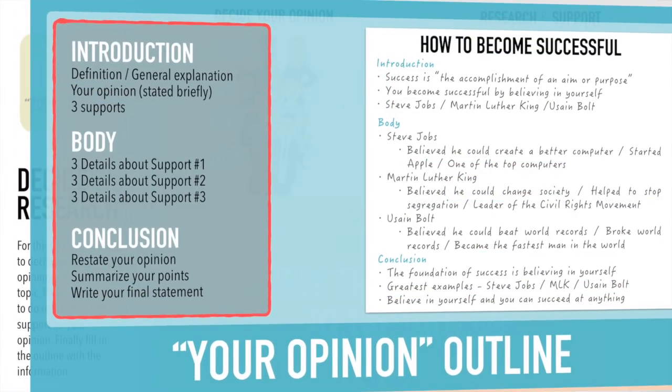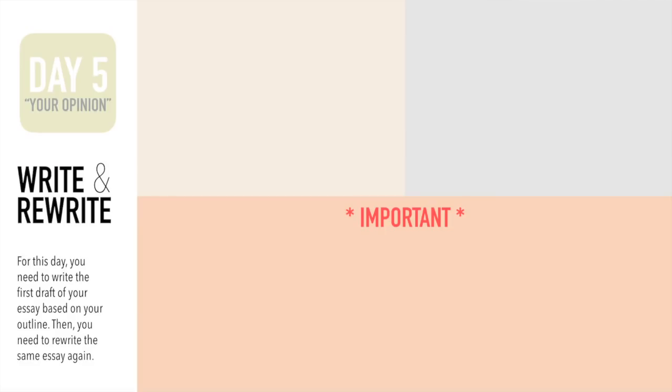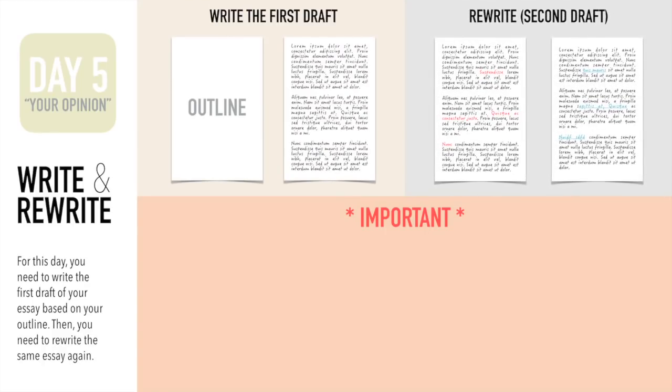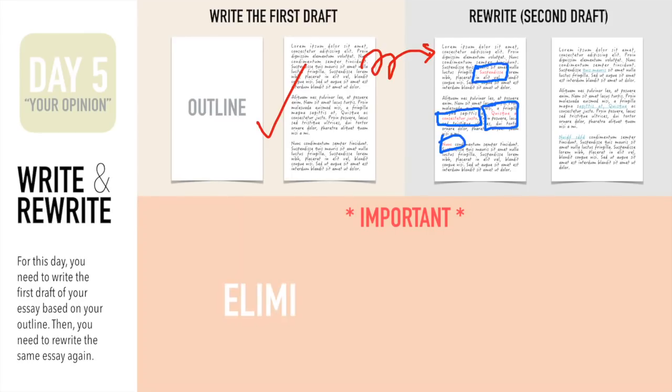All right, now, day 5, write and rewrite. For this day, you need to write the first draft of your essay based on your outline, okay? The outline that we did. Then you need to rewrite the same essay again. Now, this is the part that may be a bit shocking because right here, you've already written your essay. Why do you have to write it again? You see, what happens is when you rewrite your essay, you actually find points in your essay that you want to change, things that you want to maybe eliminate or emphasize. That is the key for this day.